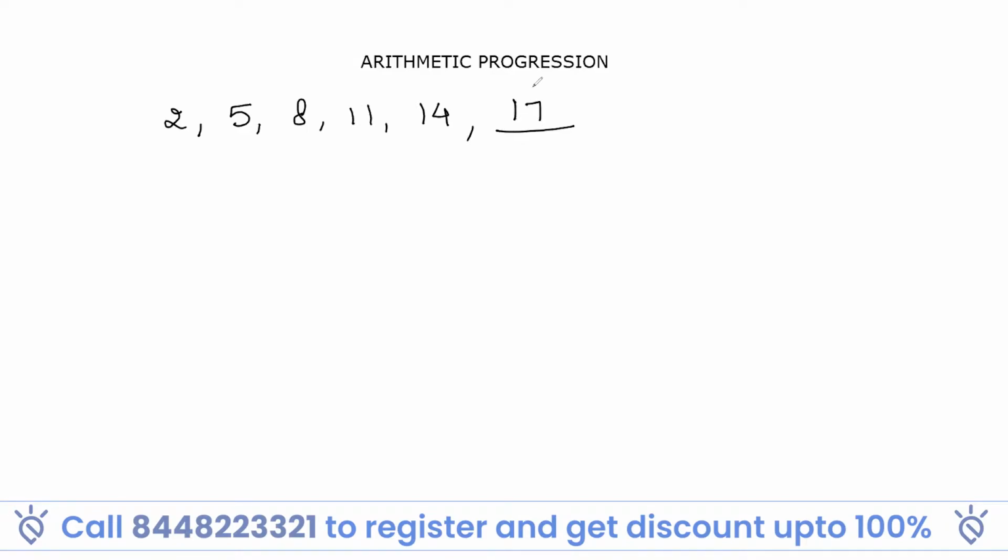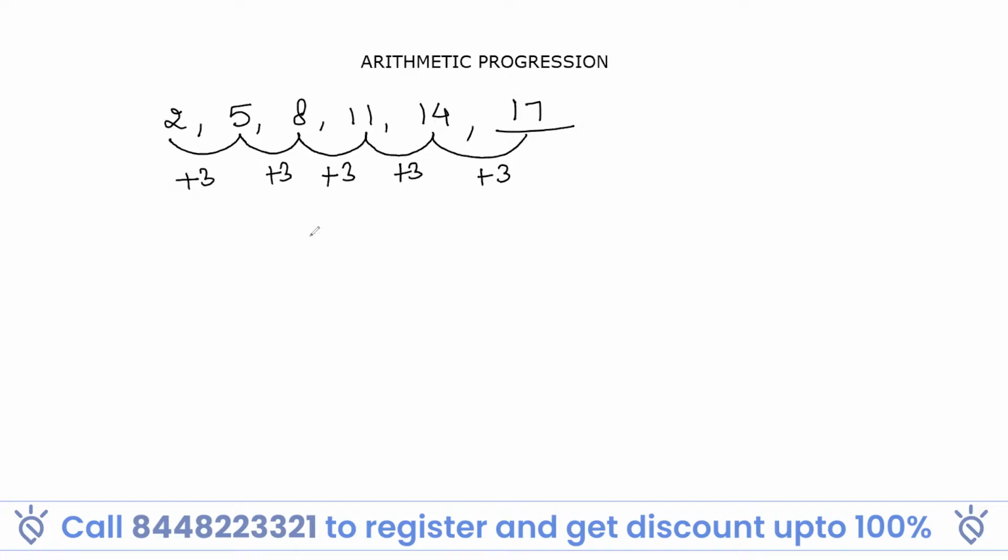So I think you've already observed the pattern in this sequence. Yes, every time we are adding 3 to the previous term. From 2 to 5, we add 3. Now, when we start from 5 and we need to reach 8, we need to add 3 again. Here also we are adding 3. Here also we are adding 3 and so on. So throughout we are adding 3. Very well observed. Very good.